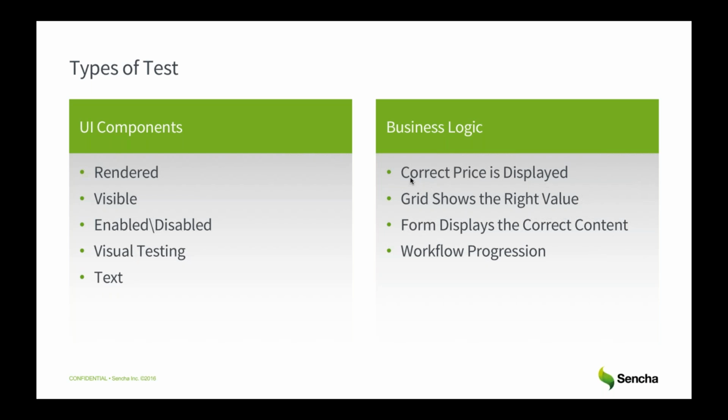So Jasmine, which is the core of Sencha Test, comes with expect methods, or expectations, that can be written using the built-in expect methods. That gives you a lot of different options to compare values, to check if a text is displayed, to check if a text is contained within a big string. So you can do all of those things using the built-in Jasmine framework.